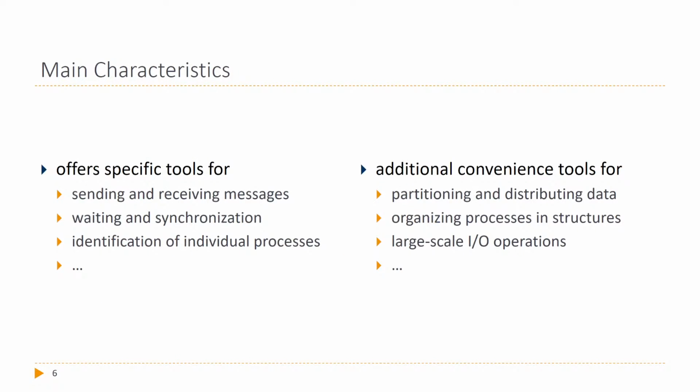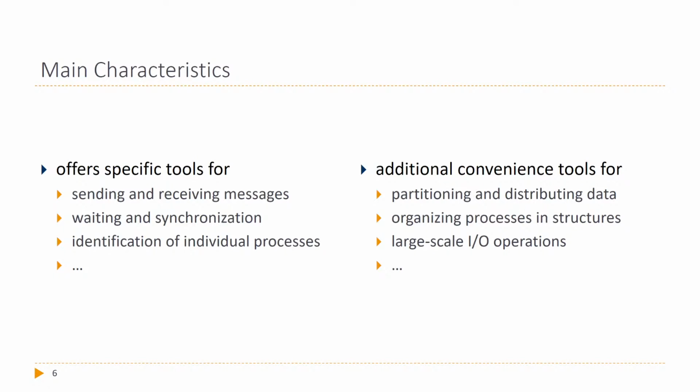So what are the main characteristics of MPI? Well, MPI offers specific tools for sending and receiving messages. That's pretty obvious by now. Waiting and synchronization. You can also identify individual processes, so processes actually know who they are and where they belong. And it offers additional convenience tools, for example, for partitioning and distributing data, for organizing processes in higher-level structures. We will have a lecture on that.